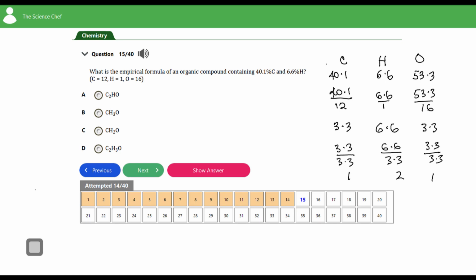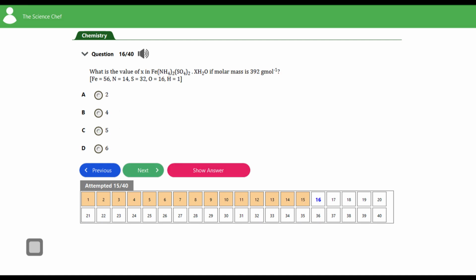So the empirical formula of this compound will be 1 carbon atom, 2 hydrogen atoms, and 1 oxygen atom. That's the ratio of carbon, hydrogen to oxygen will be 1:2:1, and the answer there should be C. That's C. What's the value of X in Fe(NH4)2(SO4)2.XH2O if the molar mass is 392 grams per mole?